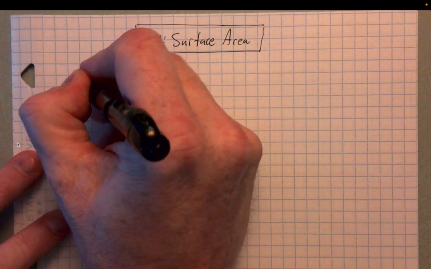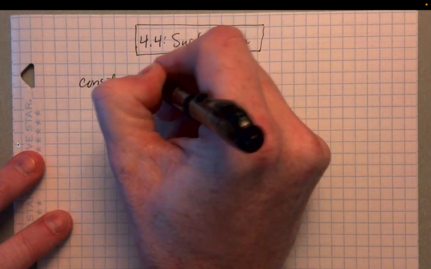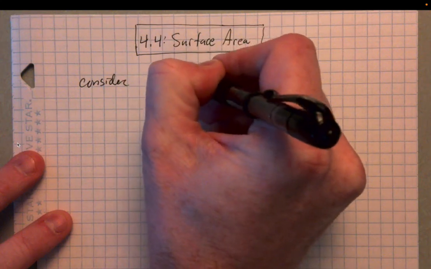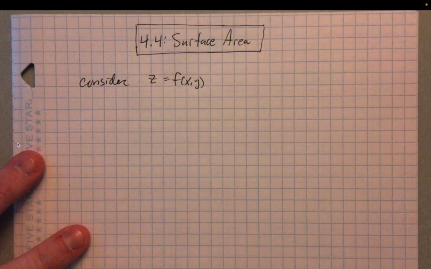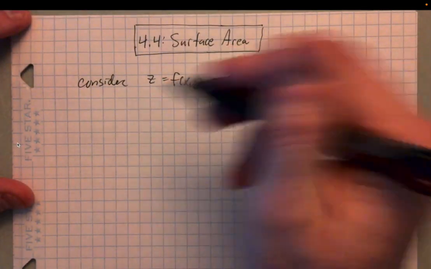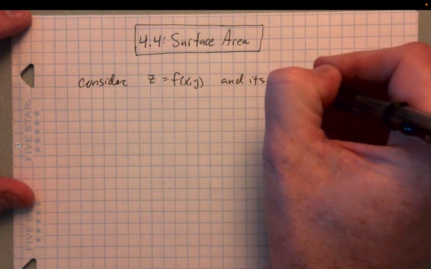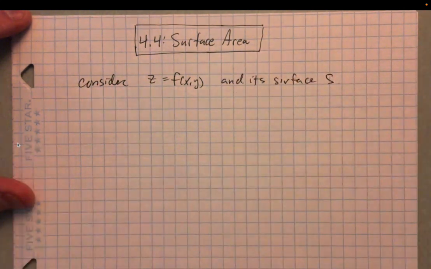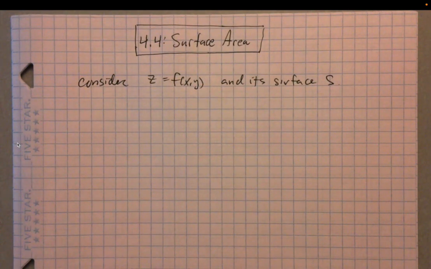So let's consider a function of x and y. z is equal to f of x, y. And of course this is going to produce some surface in three-dimensional space. So we're considering the function and its surface, which we'll denote by S. Now let's assume some things about f. Let's assume that f is defined over some region R.